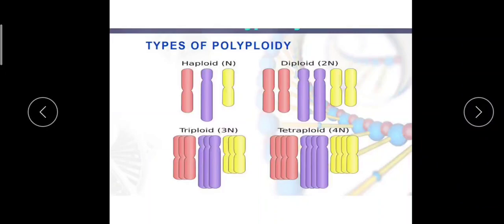I hope you are clear with all these terms: monoploid, haploid, diploid and polyploid. Changes in monoploid number are generally called mutation, and changes in diploid number are called ploidy changes. We will go through the next topic, ploidy changes, in the next session.